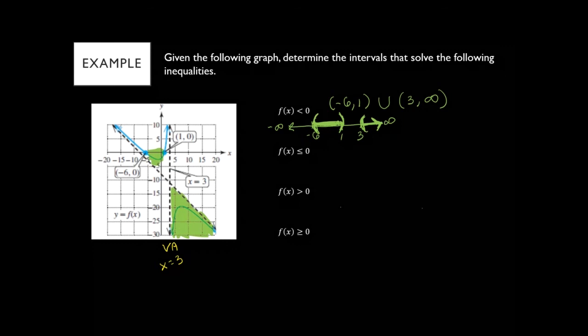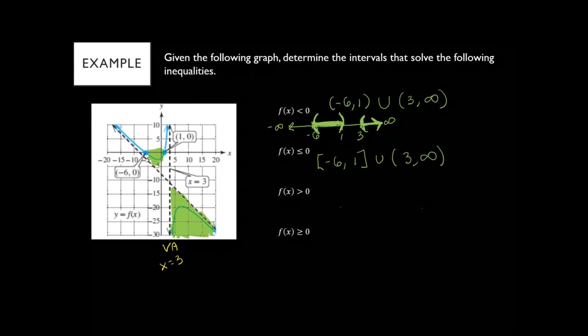Now let's look at the less than or equal to part. The only difference between these two is that zeros are included. So any spot that you have a 0 or your x-intercept, it turns into a bracket. So we have x-intercepts at -6 and at 1. So both of those turn into brackets. But the vertical asymptote stays as parentheses because we still can't touch a vertical asymptote.